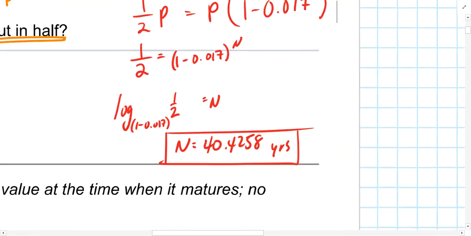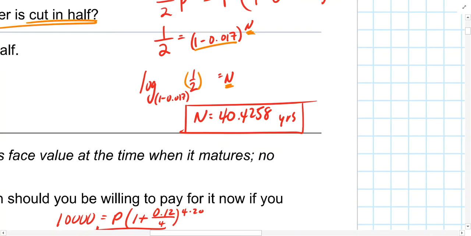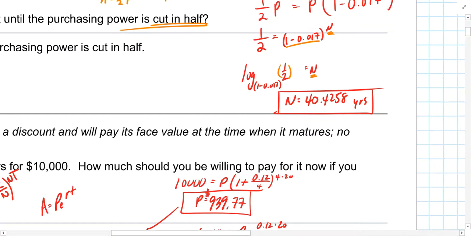So anyway, if we simplify this exponential equation, we have 1/2 equals some base value, whatever 1 minus 0.017 is, I'm not going to do that math just yet, raised to the power of n. And we can rewrite this as a logarithm in order to isolate our value, n. A logarithm with the same base as our exponential, evaluated at 1/2 instead of at the exponent of n, would give us our n value. And if I go to the calculator, I would get 40.4258 as a return.